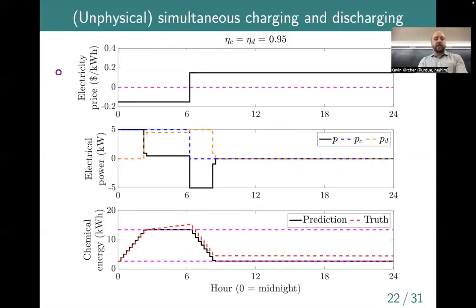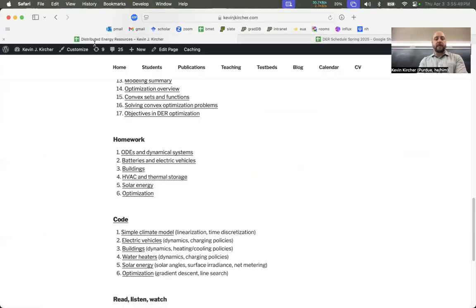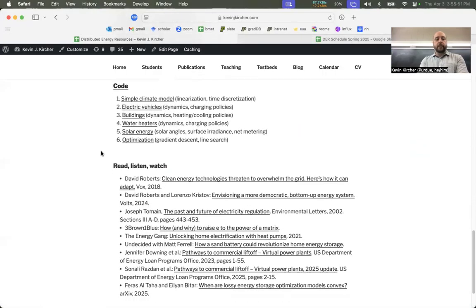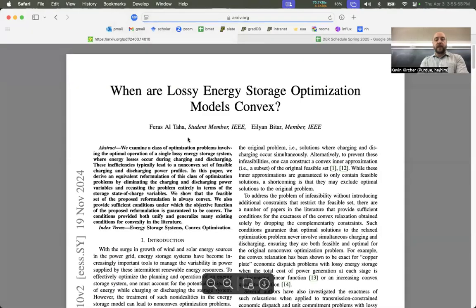And actually, before I jump into the last example, I'm just going to show you real quick the paper that I put up. I just think this is kind of cool. First, this is a paper called "When Are Lossy Energy Storage Optimization Models Convex?" And it's written by a grad student from Cornell, currently a grad student, so probably at about the same year in their education that some of you guys are, and actually one of my former mentors from grad school. So I went to this university for my PhD.